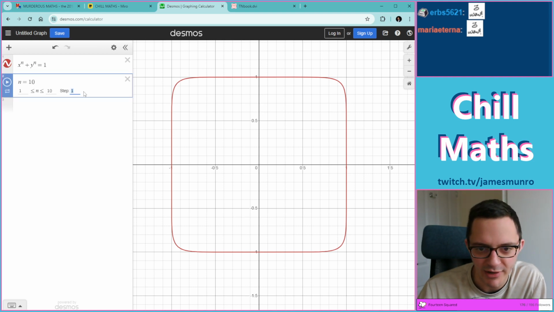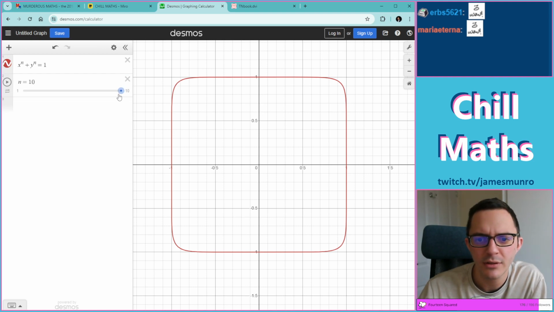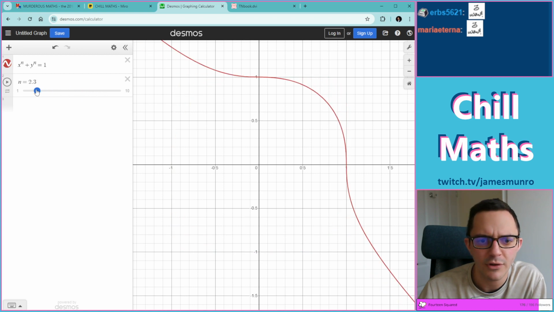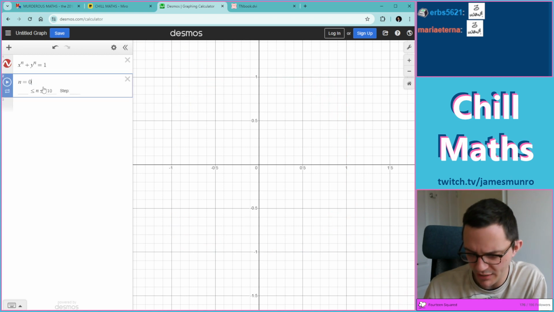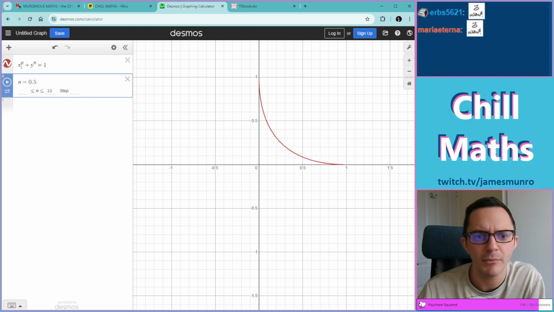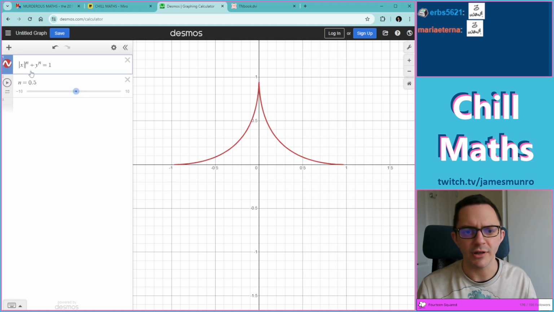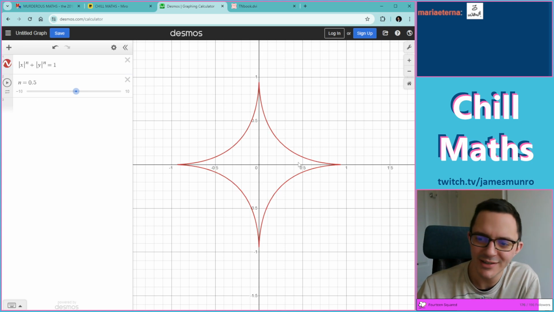Other non-integer values are also quite fun. We have one on a mock exam for Oxford at the moment. You kind of want to put mod signs on if you're going to play around with square roots. If you do square roots, you get this nice asteroid shape. I think it's called an asteroid. It's a good shape.